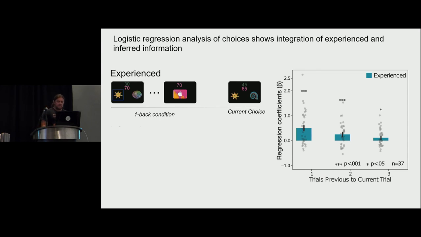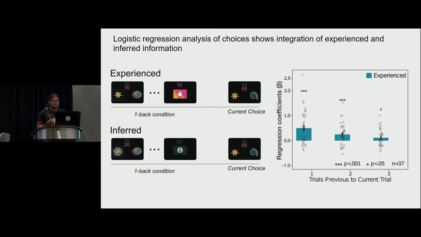The next thing we want to ask is what happens for inferred information. So this would be something like if you chose shape B on a previous trial and it led to Starbucks, but now you want iTunes and A is available, that should tell you that A is very likely to lead to that iTunes gift card. And again, this should have a relatively strong influence if it happened one trial ago and then weaken as you go back in time. And indeed, that is what we see. The inferred trials also have this same function of being strong if it happened very recently and then weakening as it goes back in time.